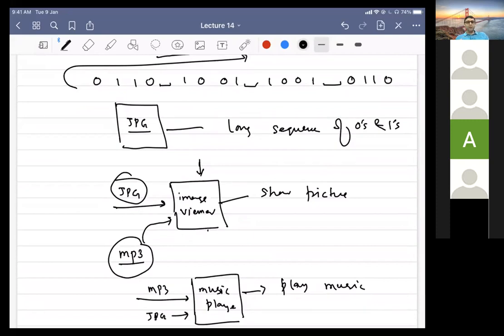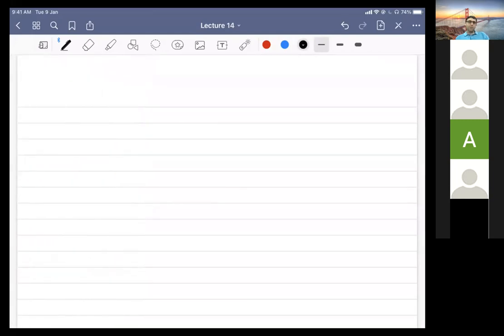So we humans can only interpret data in a higher level format, right? And that's why we have pictures, audio, symbols and things. But internally for computers, it's just a sequence of zeros and ones, right? So this is what we mean by encoding.